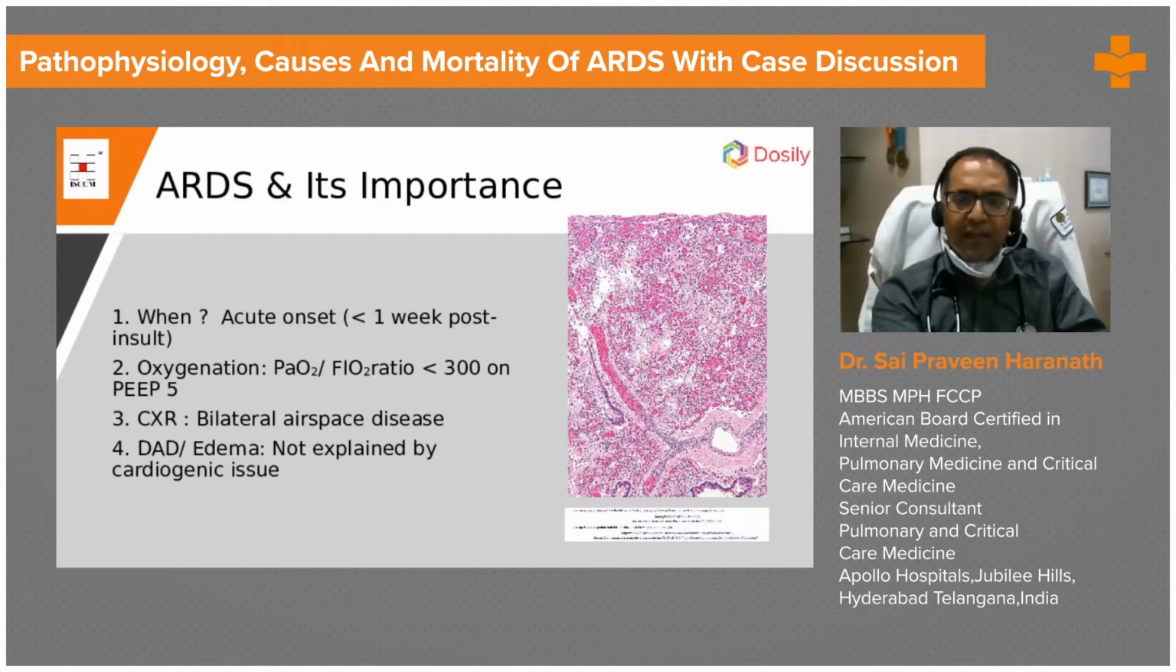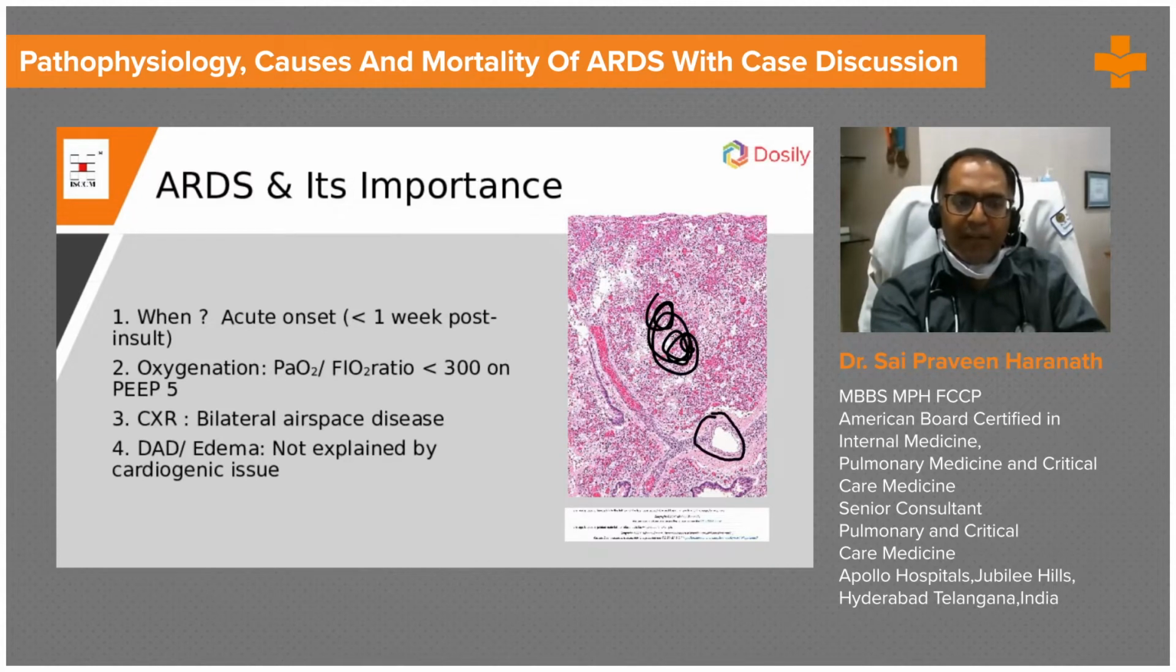And diffuse alveolar damage, this is the alveolar section, and you can see the hyaline deposits here, which are completely encasing and within the alveolar space, and there is no space for oxygen to exchange. This is the blood vessel structures, and you can actually make out that there is no space for things to go around.